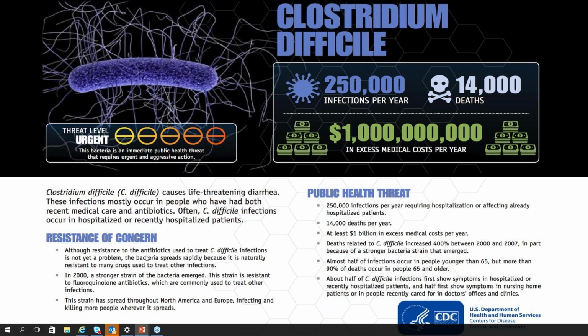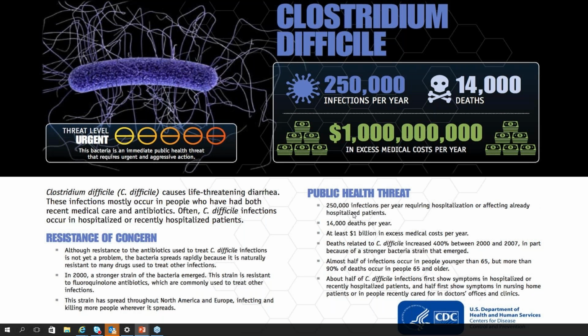Although resistance to the antibiotics used to treat C. diff infections is not necessarily a problem, the bacteria spread rapidly because it is naturally resistant to many drugs used to treat other infections. In 2000, a stronger strain of the bacteria emerged. This strain is resistant to fluoroquinolones, antibiotics which are commonly used to treat other infections. This strain has spread throughout North America and Europe, infecting and killing more people wherever it spreads.